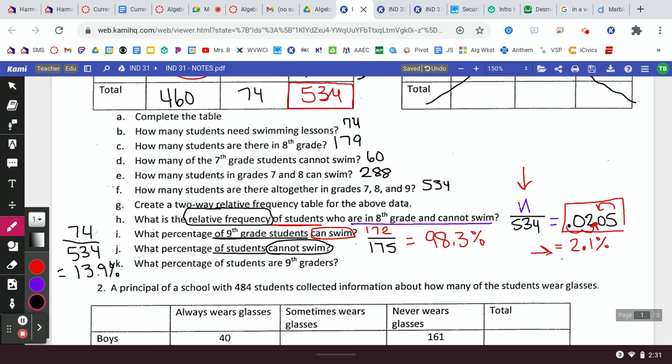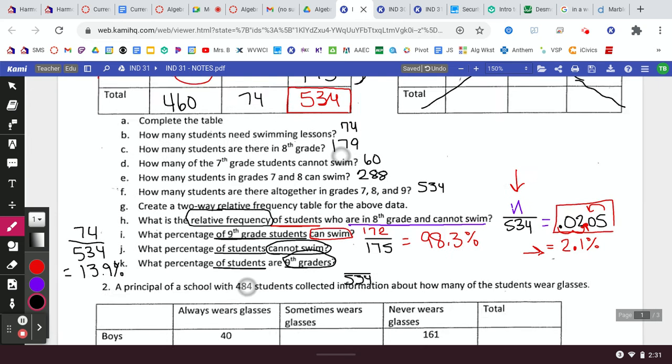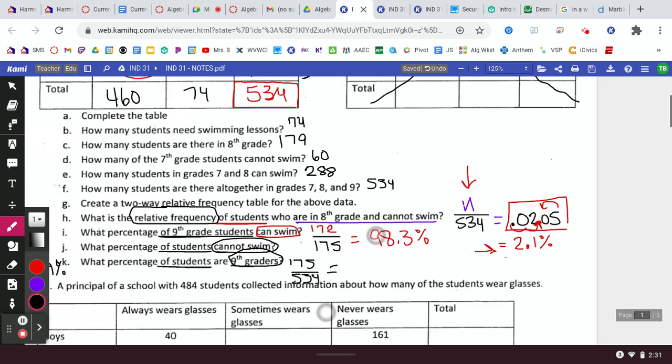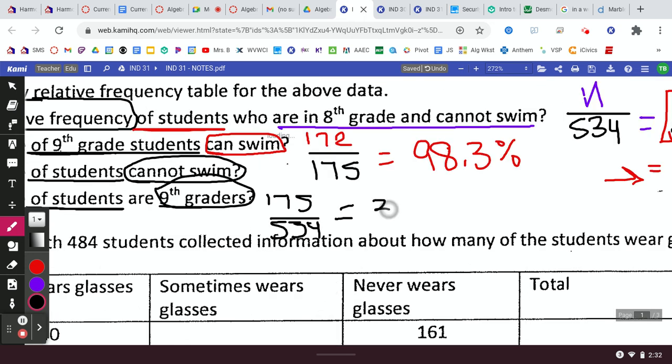This bottom one here, we've got what percentage of students. So our of or our bottom number is that 534. 175 are ninth graders. So we want to know of the whole student body, what are the ninth graders? So Houston, what do I put on top? 175. And Bella, what's that equal? Ninth graders on top, all of the student body on bottom. 175 divided by 534. What is it? 32.8%. Okay.